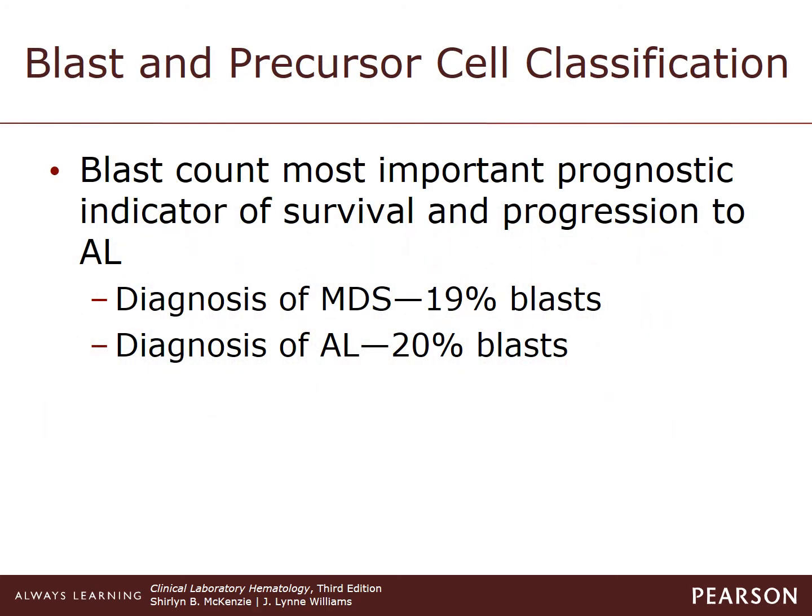So with MDS, you can see a lot of blasts or precursor cells coming out, and it's the most important prognostic indicator because it deals with survival. So the higher the blast count, the worse the prognosis and the conversion to an acute leukemia. So a diagnosis of MDS has to have the above characteristics that I mentioned before, in addition to less than 19% blasts. The World Health Organization classifies an acute leukemia with 20% blasts or more.